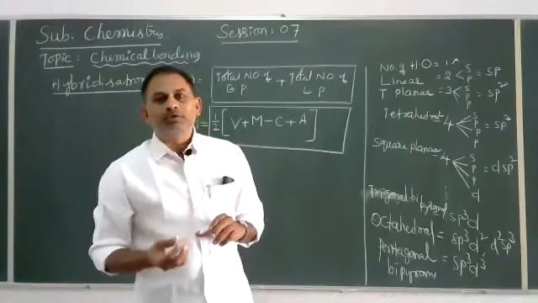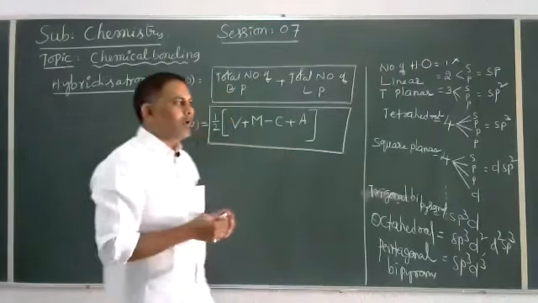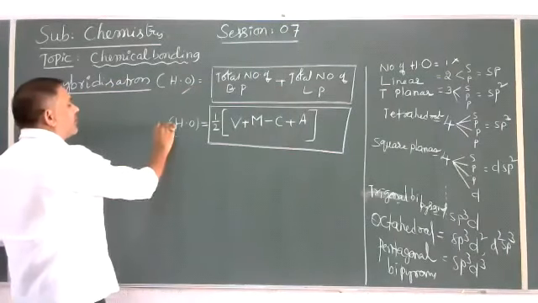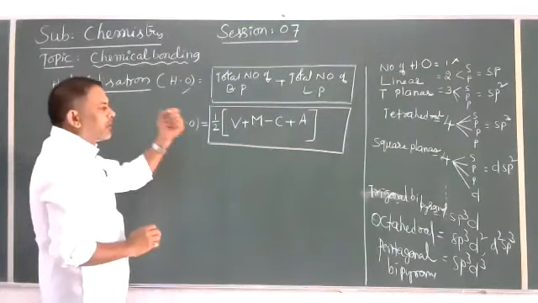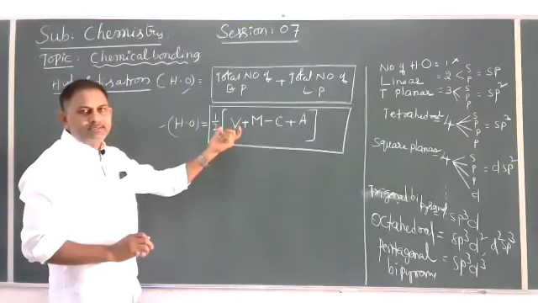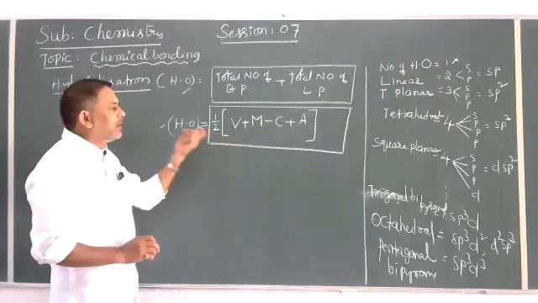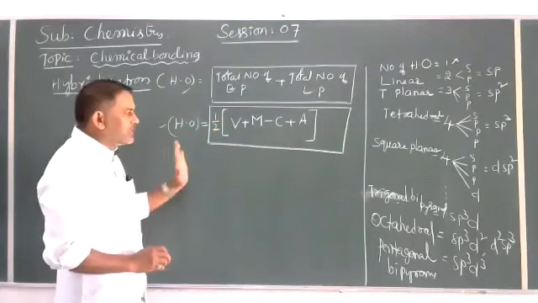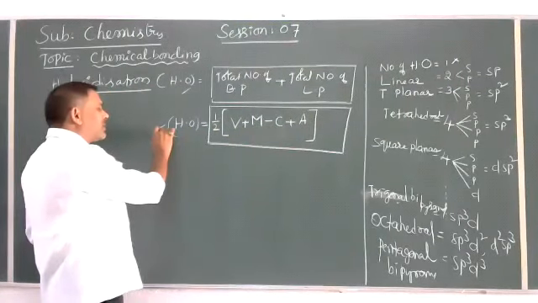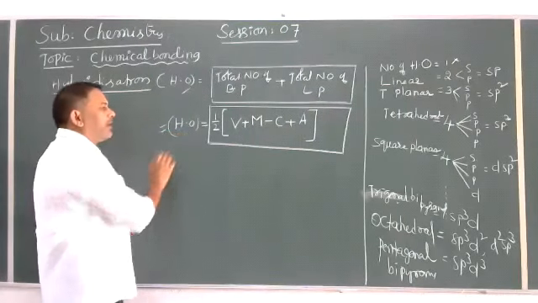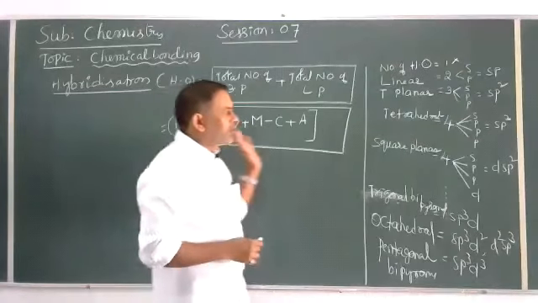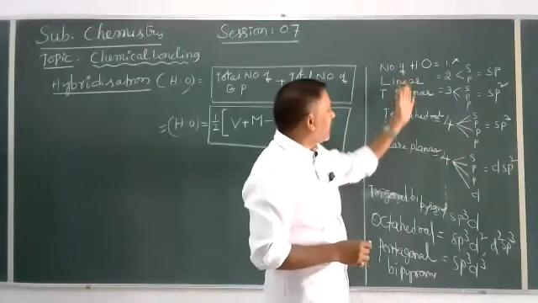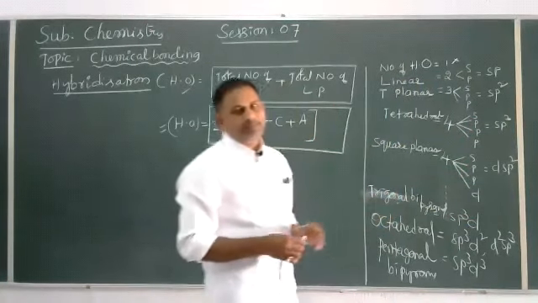Simply, to find the hybridization of any molecule, these are the two important formulas. Better you remember this formula for all, either for a neutral molecule or a species. For any species or molecule, we know the V value, M value, and C and A values. By substituting these, we can easily calculate the number of hybrid orbitals. Then the hybridization is easy to get, and then the geometry is also easy to get.